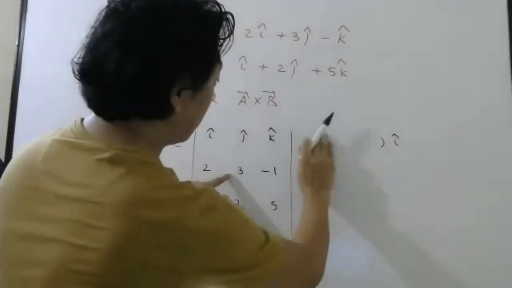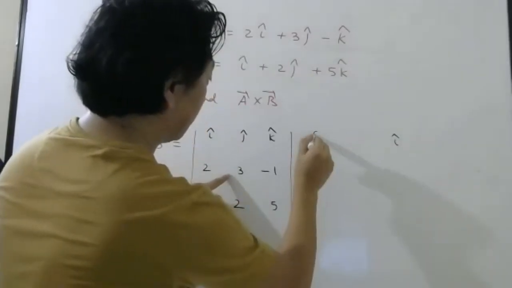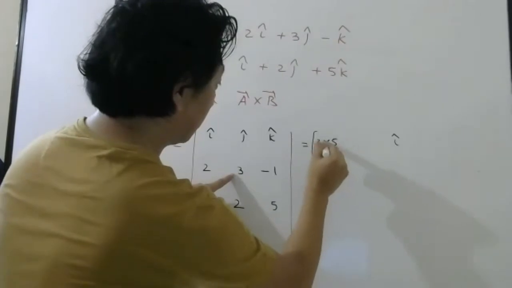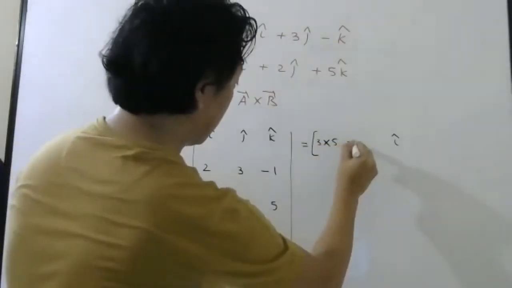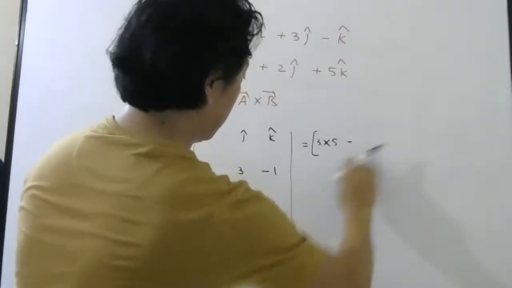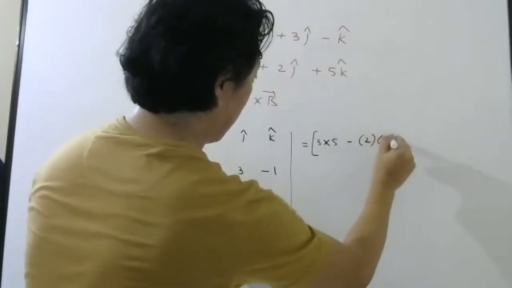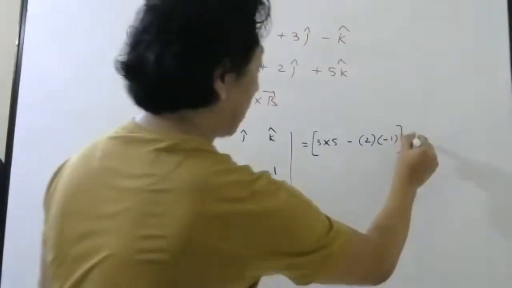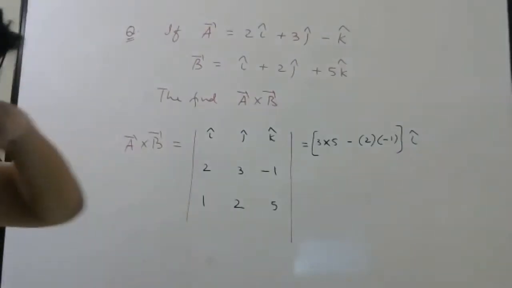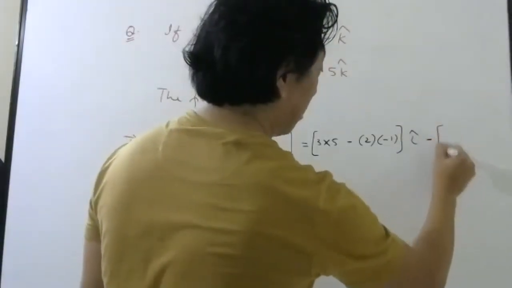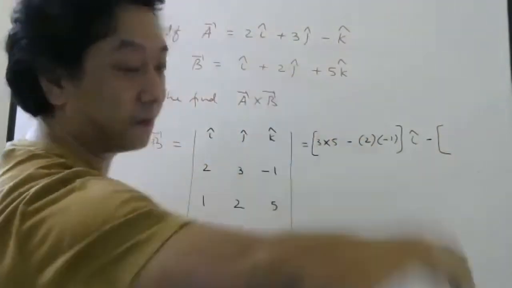Okay. So let me write like this. 3 into 5 minus 2 into minus 1. Remember, if minus 1 is there, you have to be careful. So this is your i component. Okay, students? Then minus or plus? Minus, because I want to multiply this way first.